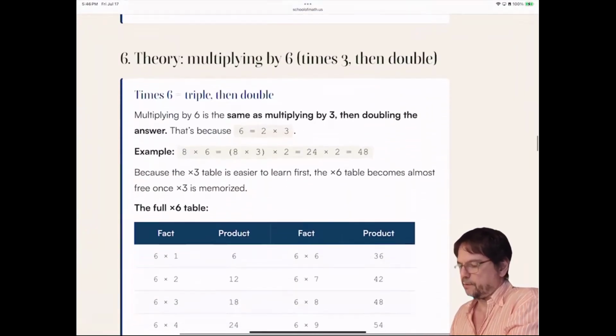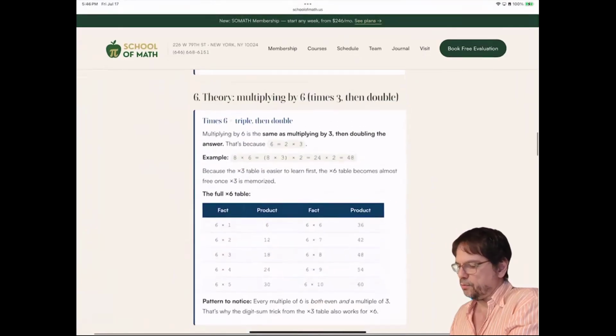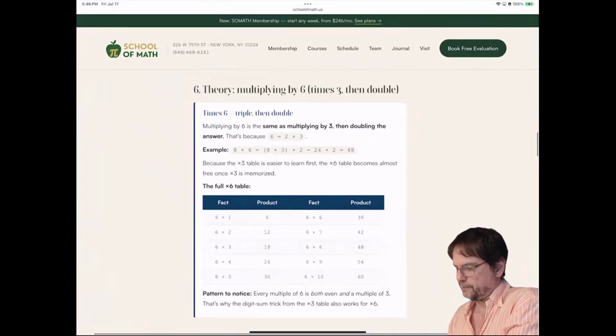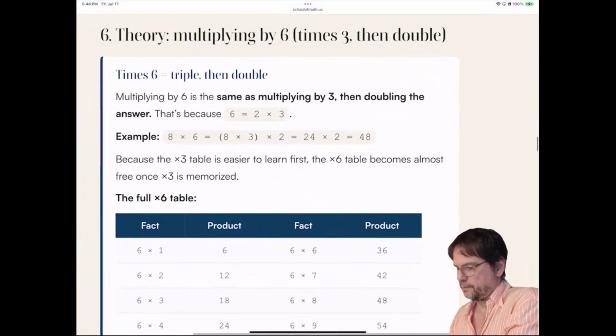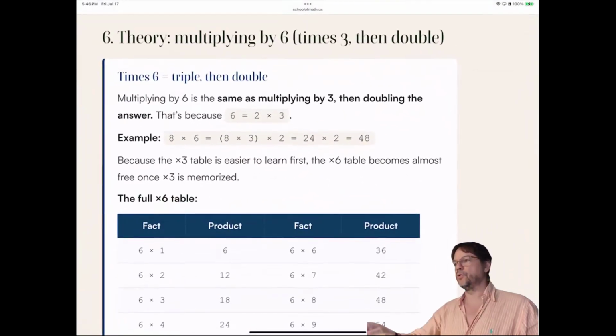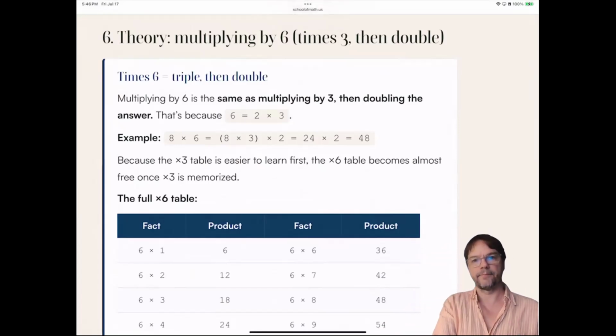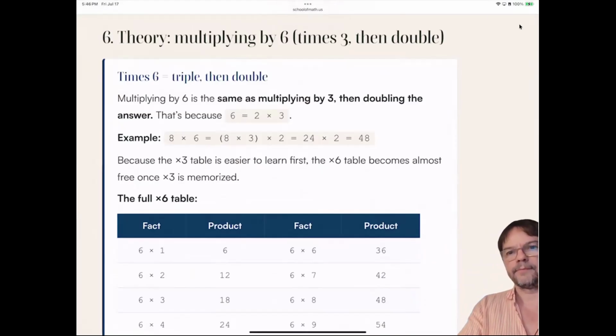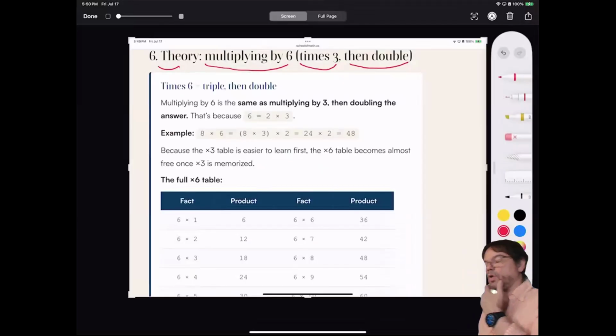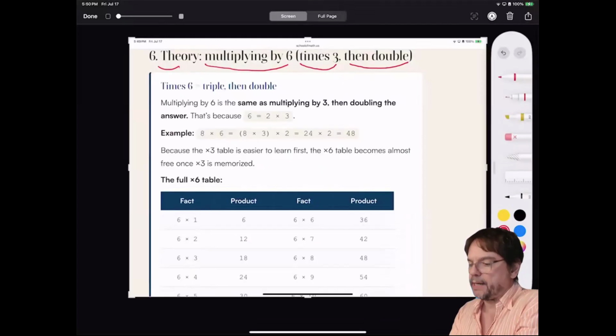Okay. Now to finish, we go to the questions. Okay, I would like you to do the multiplication table of 6, please. In the future, we will see that when a number is multiple of 6, it needs to be multiple of 2 and 3 at the same time. Is that okay? So multiplying by 6 is times 3, then double.